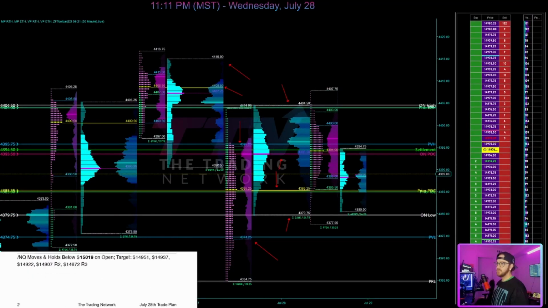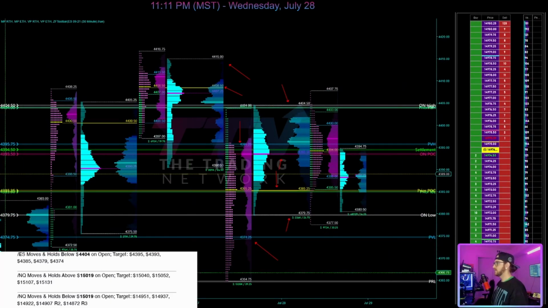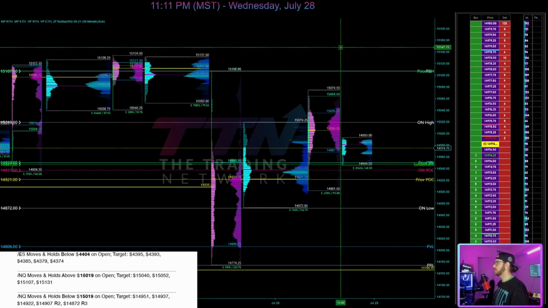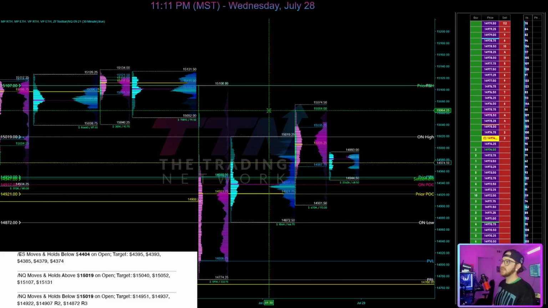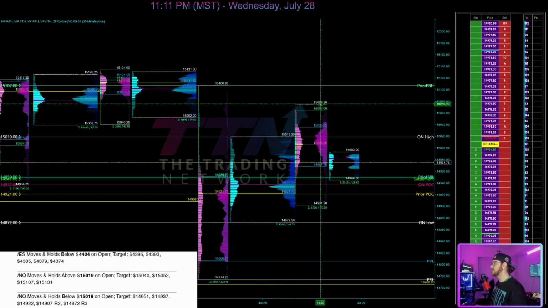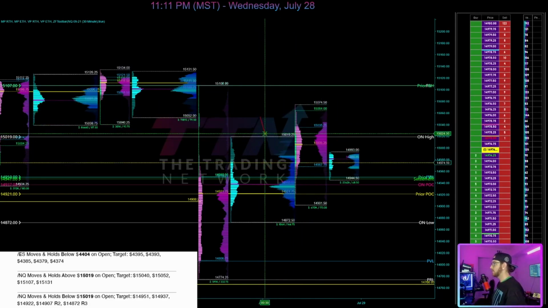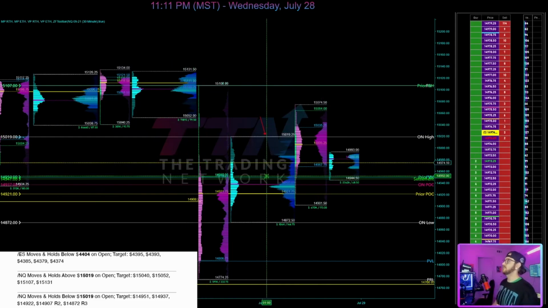Now back to the profile. We will move into the NQ key levels here. Let me switch my chart up a little bit. And we will get into the line in the sand, which is 1519. That was the overnight high right there. The next level, 1540 to the upside.